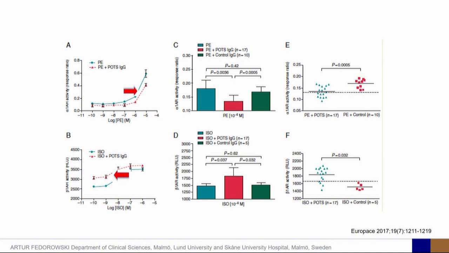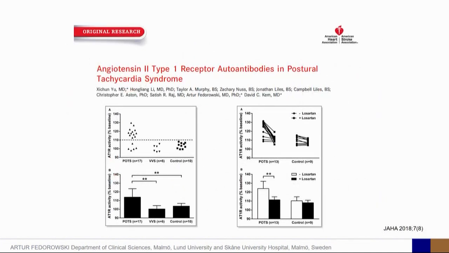So you press the cardiac gas pedal and nothing happens. So it's like that. These were adrenergic receptors, but there are other receptors that are built in a very similar way using almost the same components, like this one, angiotensin 2 type 1 receptor. And this is a very similar receptor to adrenergic receptors.